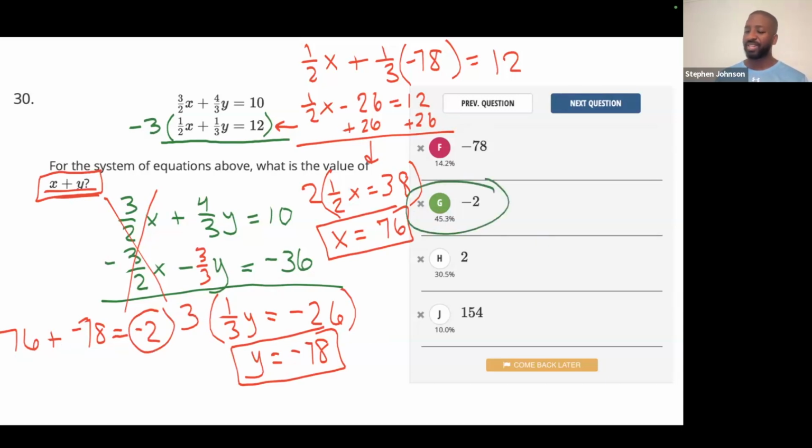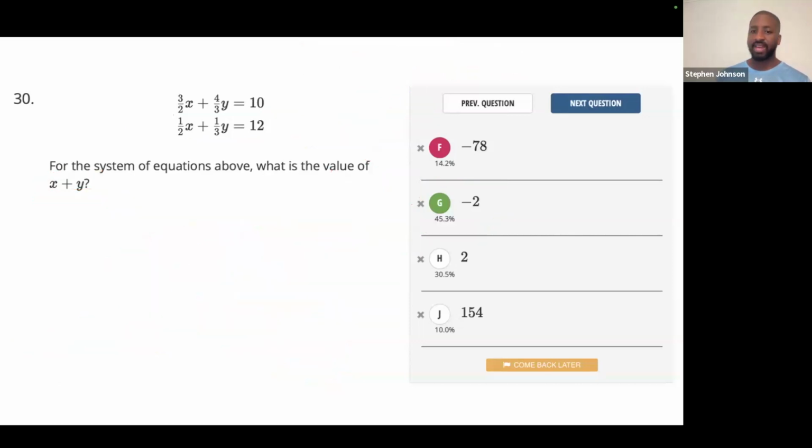So hopefully that makes sense. But again, calculator saves all that time that I just used on this question. But at least now you see the mathematical backing of that as well.